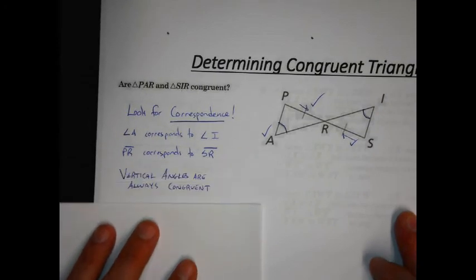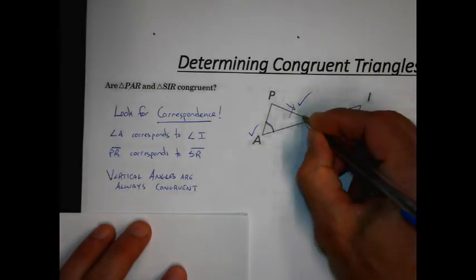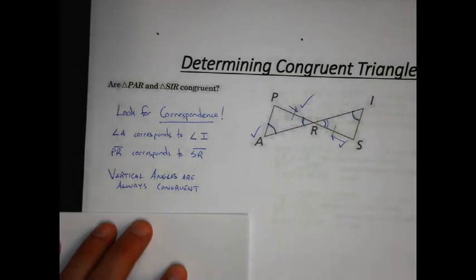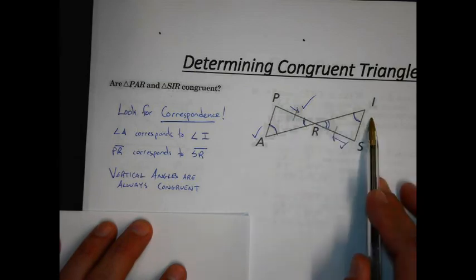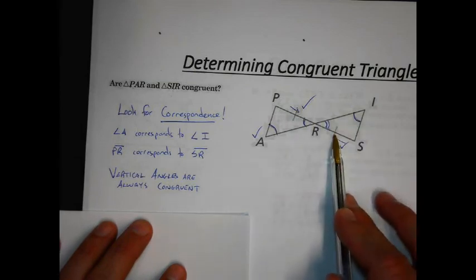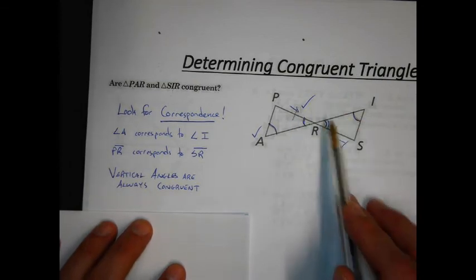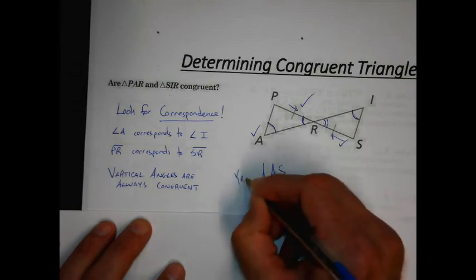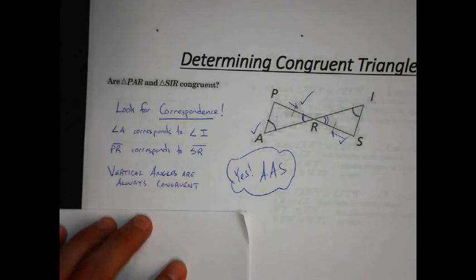And then lastly, vertical angles are always congruent, so guess what? Angle R is congruent to angle R. We are all set. We now have angle, angle, side congruence. One arc, two arcs, side. Okay, so yes, we win. These are congruent triangles. It's all about the reading. It's all about the correspondence.